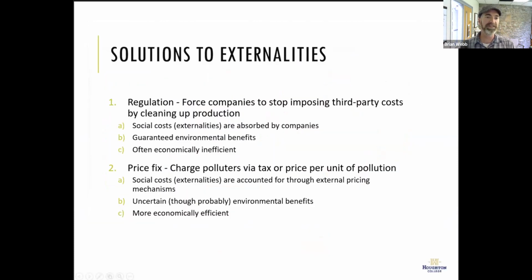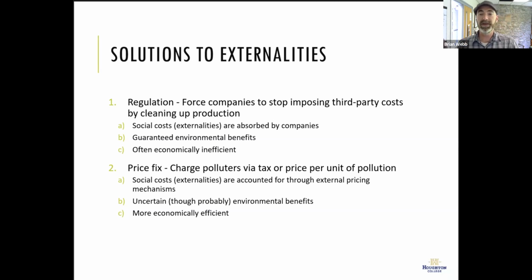All right, solutions to externalities. There's a couple of different ways that we can deal with externalities. Really, we have two solutions available. We can regulate it. So force companies to stop imposing third-party costs by cleaning up their production, cleaning up the problem that's there. If the problem is that they're dumping pollution into a river system, they can be forced by the government to stop doing that.